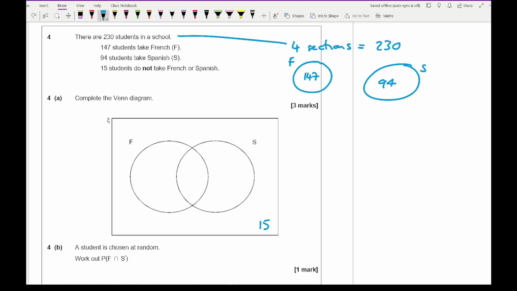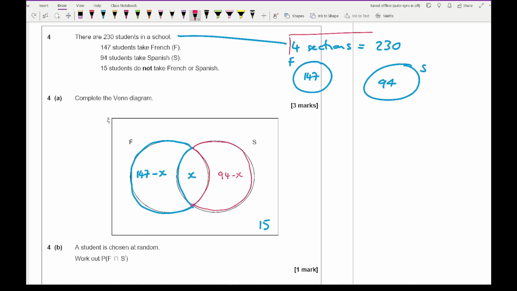Now the bit that we need to know is the middle bit, because you always start completing a Venn diagram by starting in the middle. If the middle bit is X, then we know that this bit here is going to be 147 minus X. And we also know that if the whole circle of S is 94, this bit here, excluding the middle bit, is going to be 94 minus X.